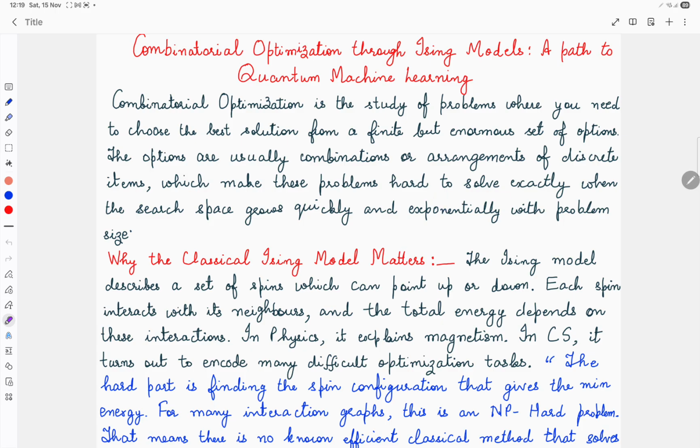So therefore, these problems are hard to solve exactly when the search space, meaning all the solutions available, from which we have to find the best solution. The solution space or the search space grows quickly and exponentially as the problem size increases. As the problem size increases, we have to search a larger space, which becomes very difficult for classical computers to handle. So therefore, combinatorial optimization problems can be implemented on quantum hardware.